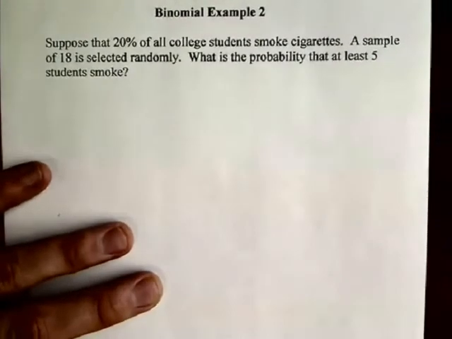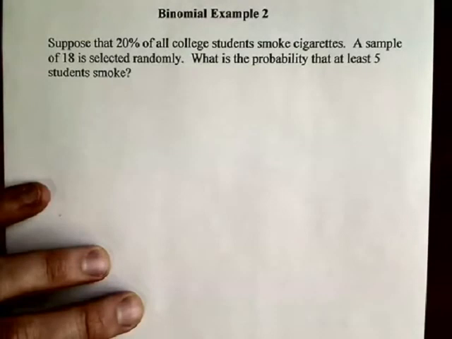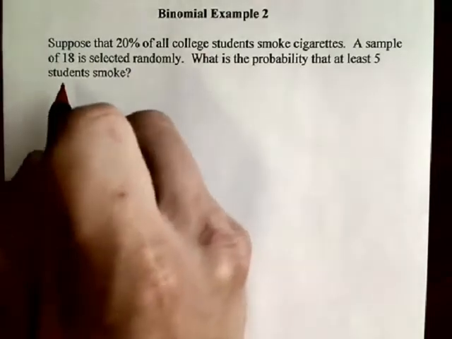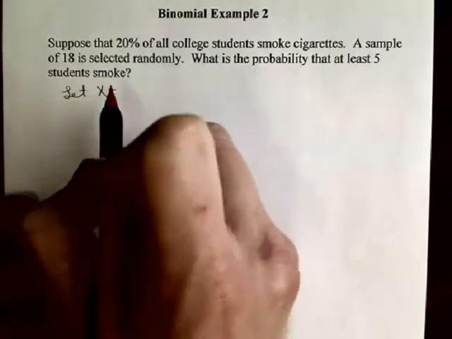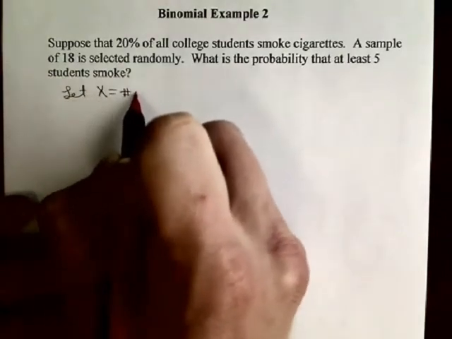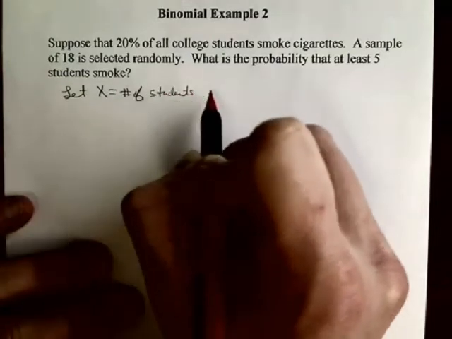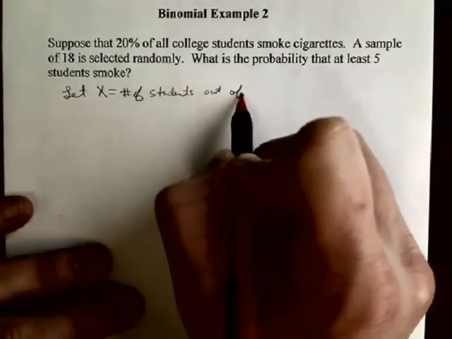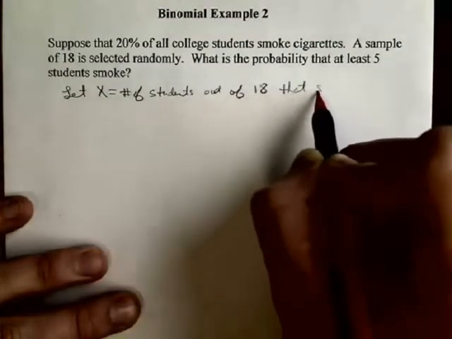In this example, suppose that 20% of all college students smoke cigarettes. A sample of 18 students is selected randomly. What is the chance that at least 5 of these students smoke? Here, I'll let X be the number of students out of 18 that smoke.